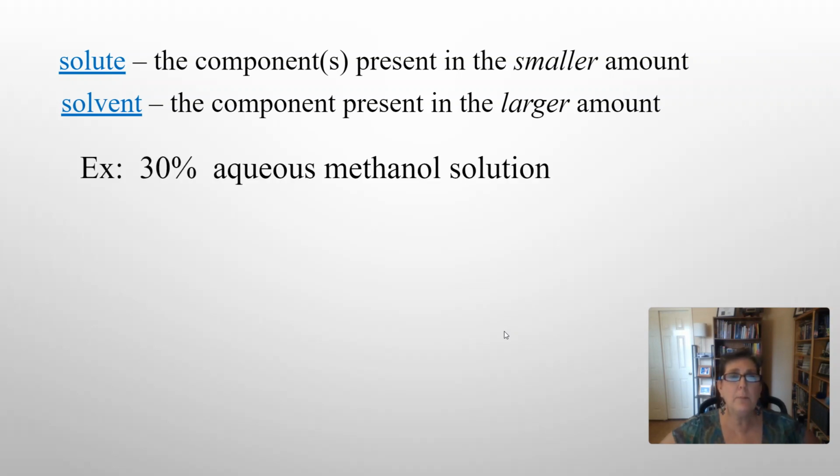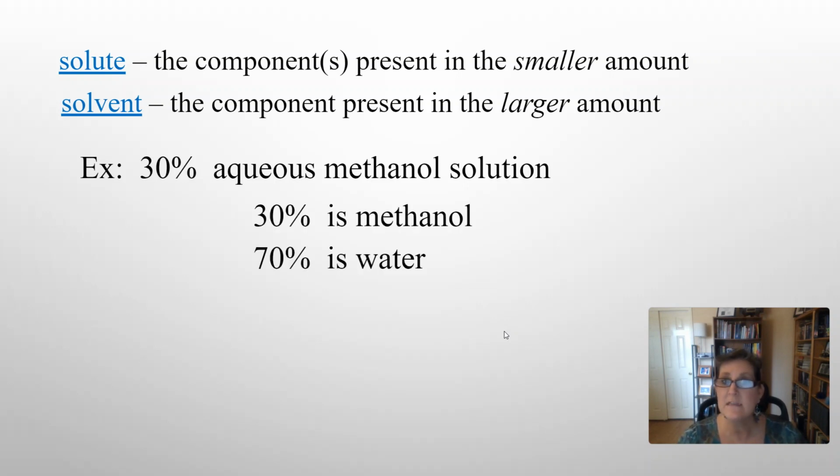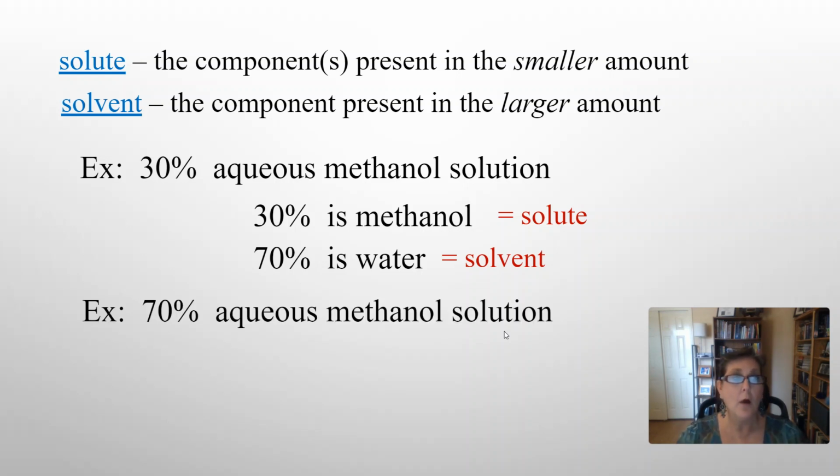For example, 30% aqueous methanol solution. So methanol is a type of alcohol, but not one that we drink. Aqueous means water. So this is a water methanol solution. 30% is the methanol, 70% is the water. So which is the solute and the solvent? You are correct if you said methanol is the solute because it's only 30%, and water, there's more of it, 70%, is the solvent.